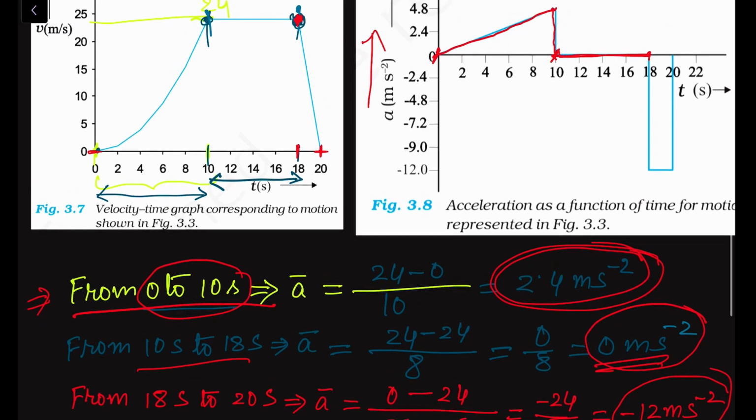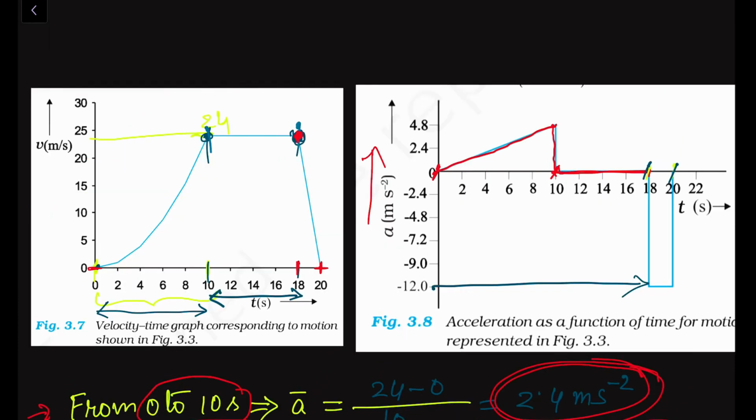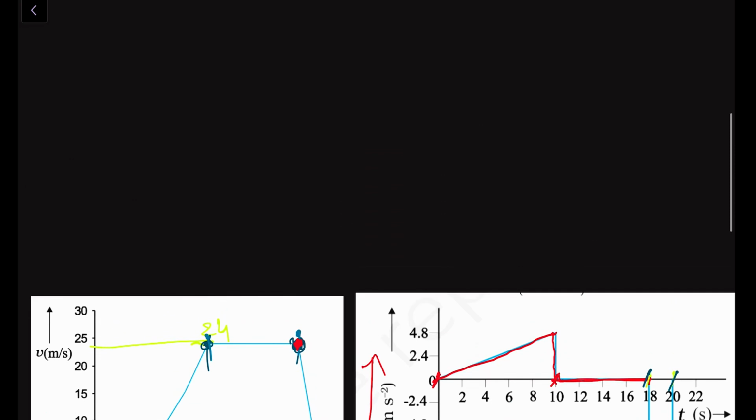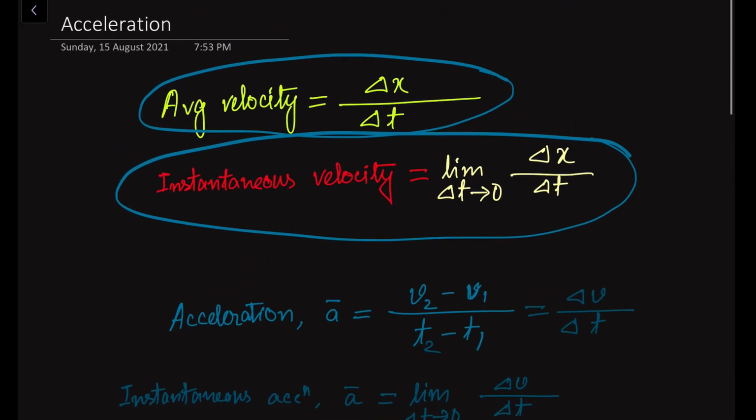So here we can see from 18 to 20, let me show you with another color, from 18 to 20 we have a value of minus 12 for acceleration. Now I hope you understand this point. What is acceleration? How can we calculate it, and when will it be a retardation? Actually, whenever acceleration has a negative value, it is called a retardation. I hope you are getting this point.